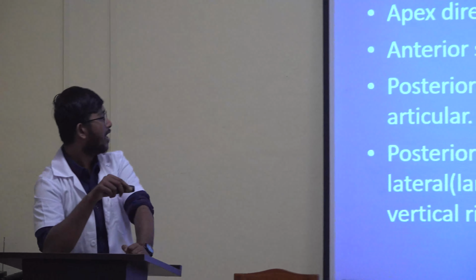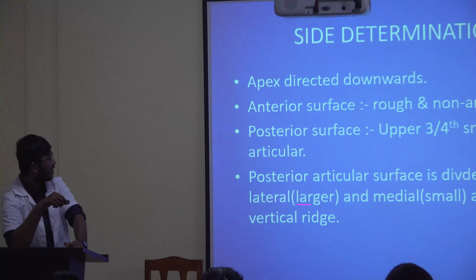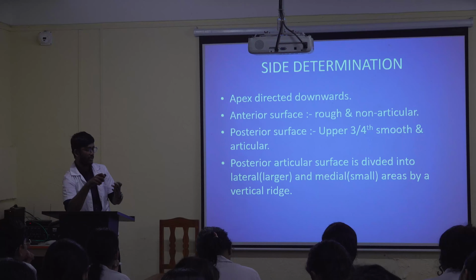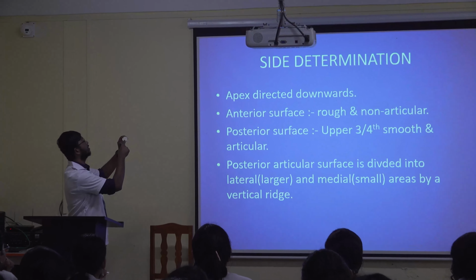What happens in extreme flexion of our knee, the condyles of the femur usually attach here. We will see that also. And this surface area is divided by a vertical ridge. This one is the ridge. This one is the elevated ridge.